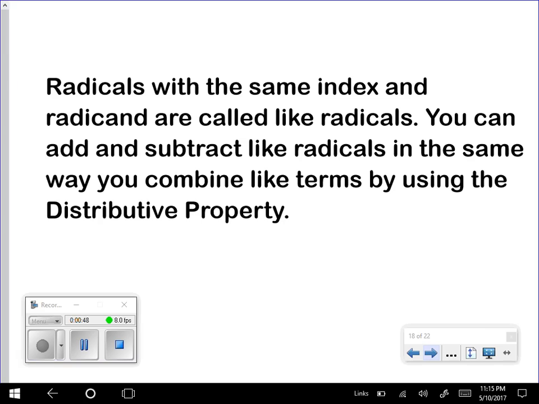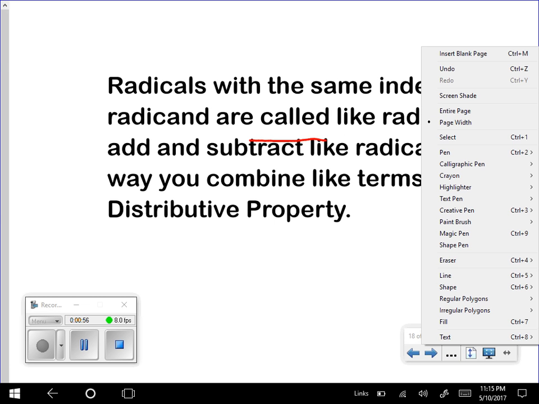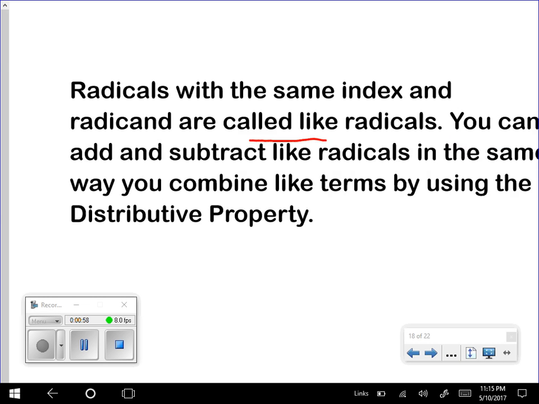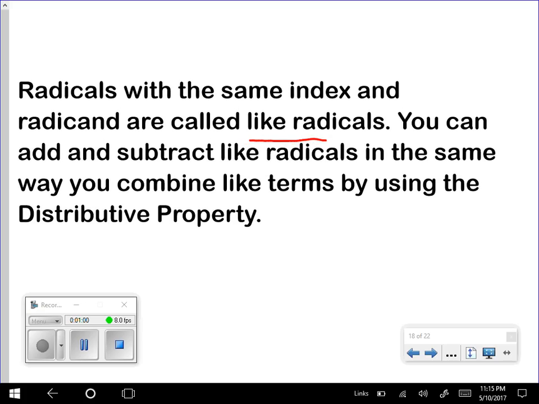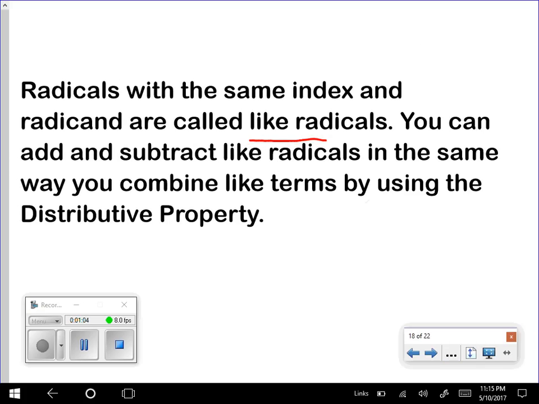Radicals with the same index and radicand are called like radicals. So this is important. Like radicals work a lot like terms. We can add and subtract like radicals in the same way we combine like terms using the distributive property.